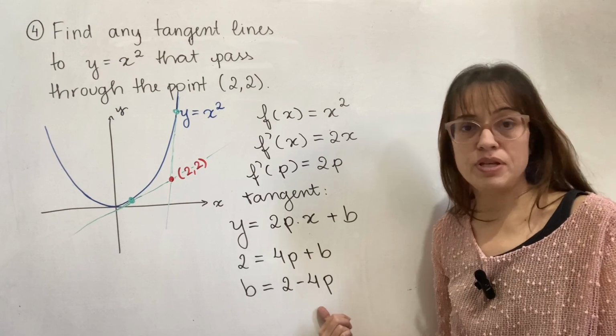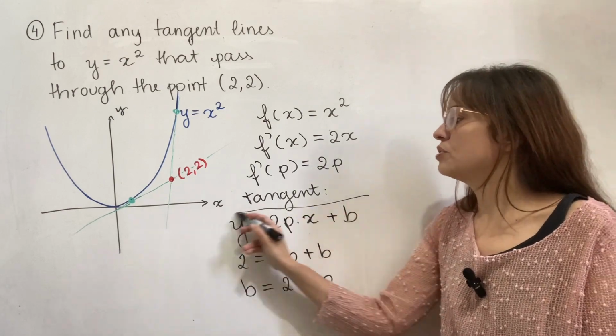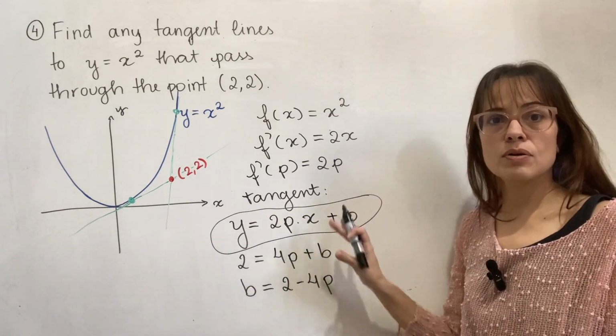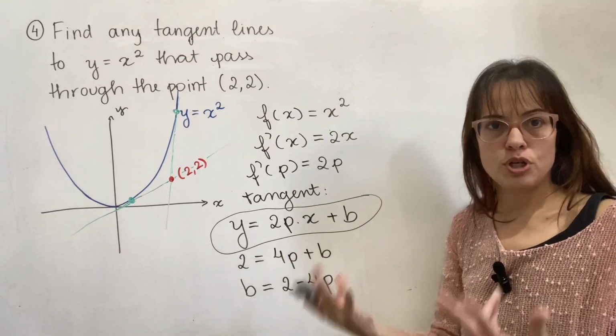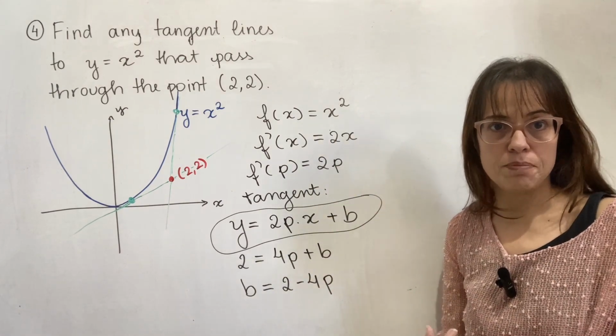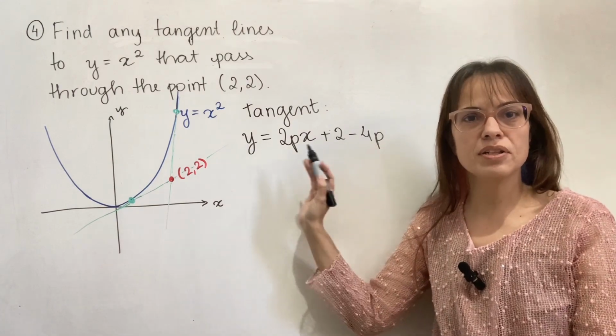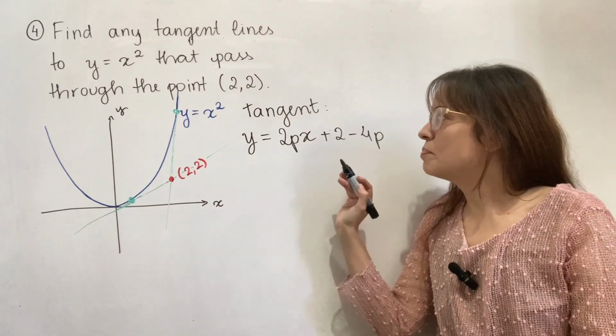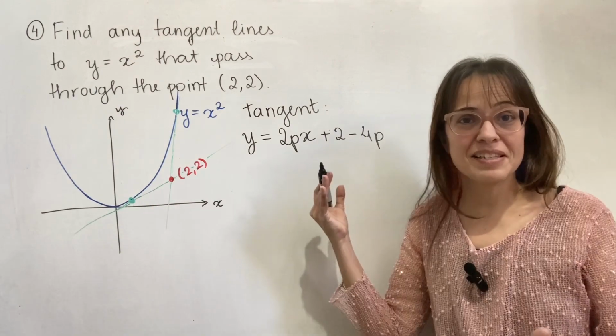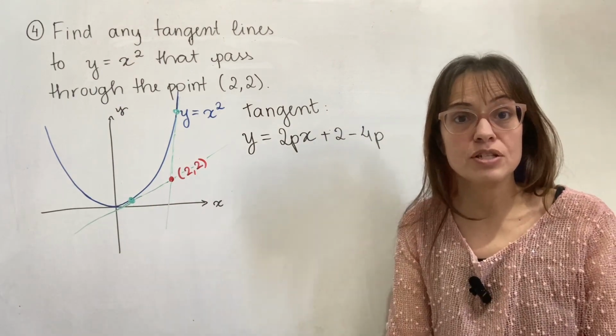So this is the value of b that we find, to put into the equation of the tangent line. Now let's move that up here to keep going and try to find the values of p. All of those lines, regardless of the value of p, pass through the point (2, 2), because this line was built intentionally to make that so.